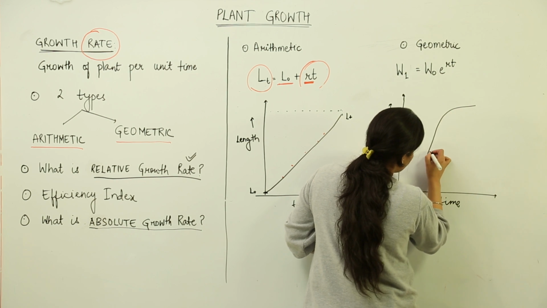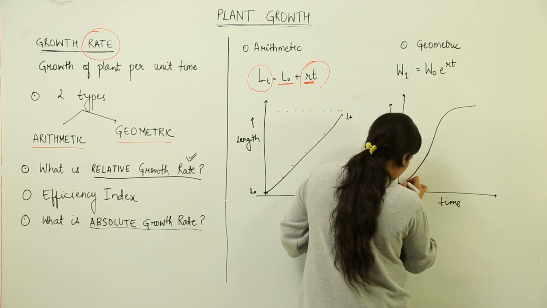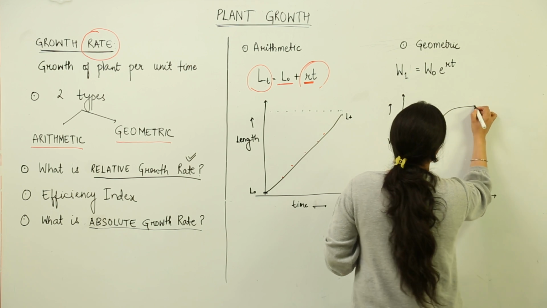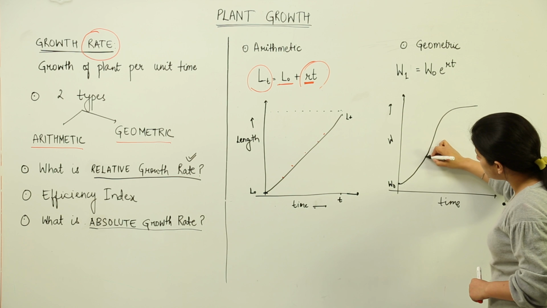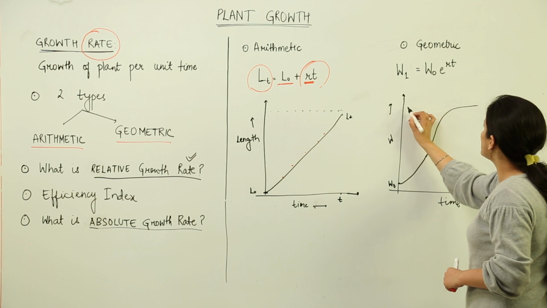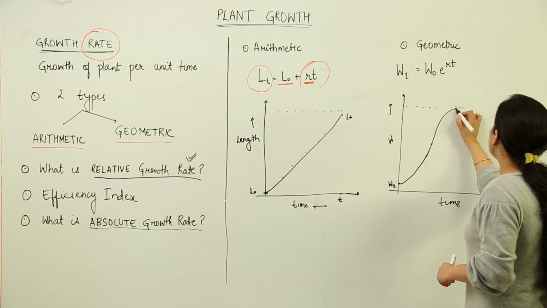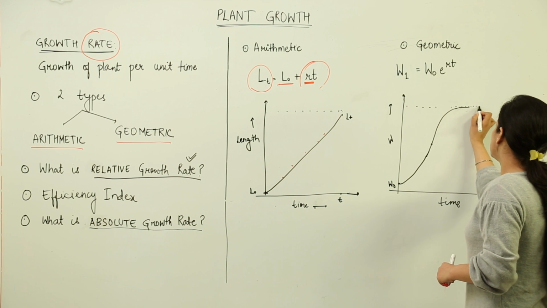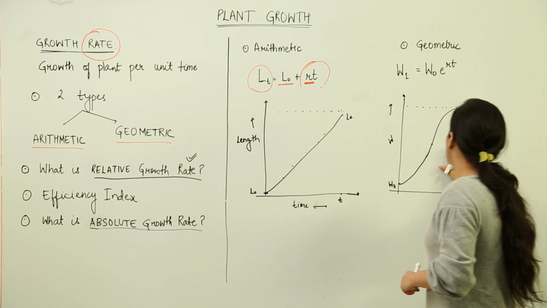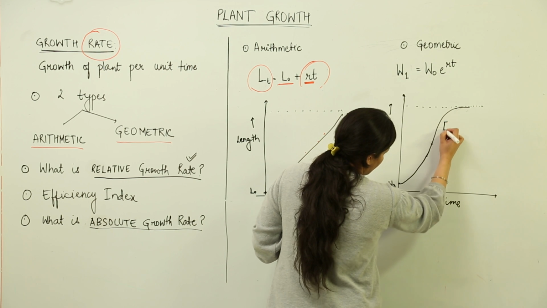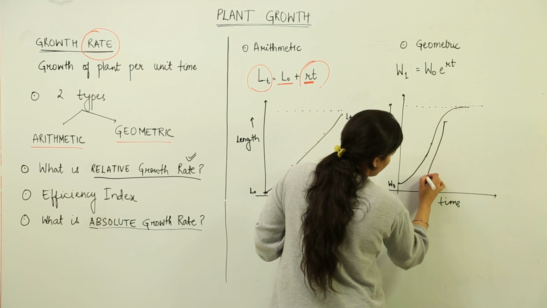You understand what a sigmoid curve is? Somewhat S-shaped. It shows a sigmoid curve where the growth is exponential for some time and then it stops after some time. Not stops exactly, it becomes stable. A stationary sort of phase comes over here. So we have an exponential phase in the growth pattern.